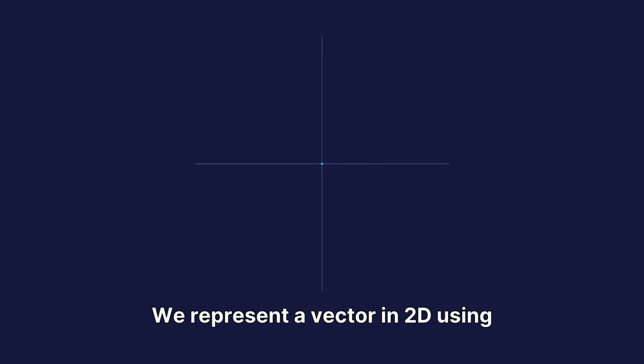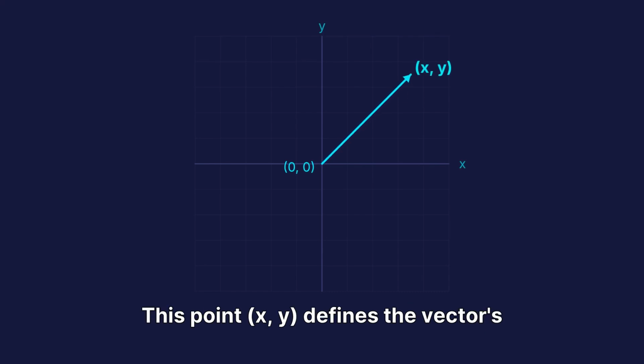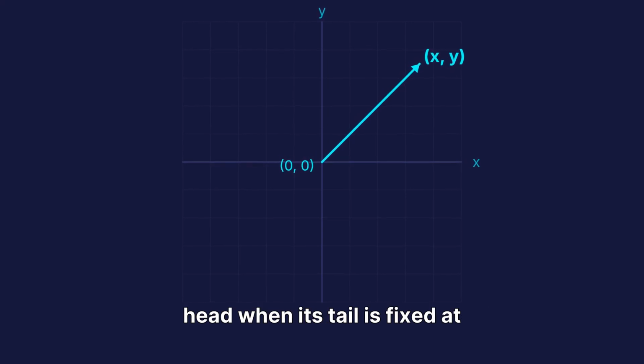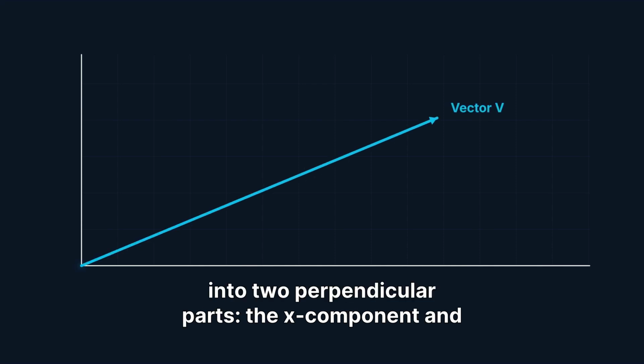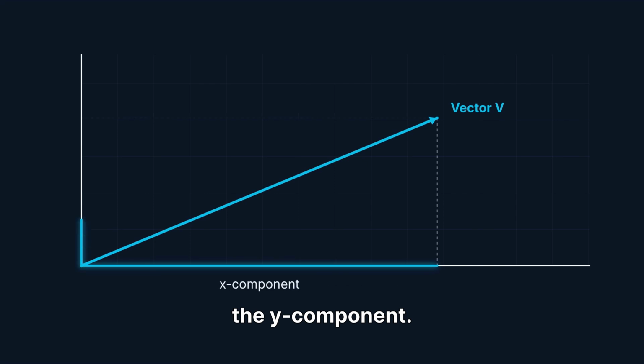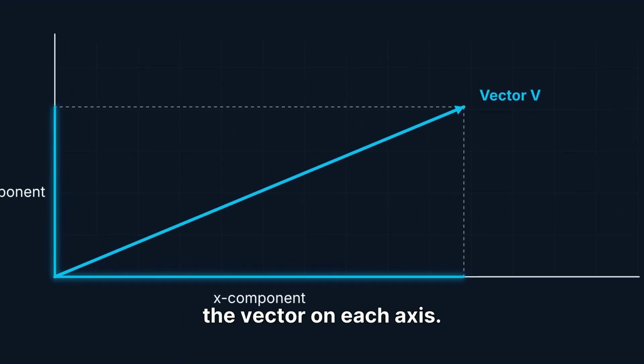We represent a vector in 2D using its x and y coordinates. This point, (x, y), defines the vector's head when its tail is fixed at the origin. Every 2D vector can be broken down into two perpendicular parts, the x component and the y component. Think of them as the shadows of the vector on each axis.